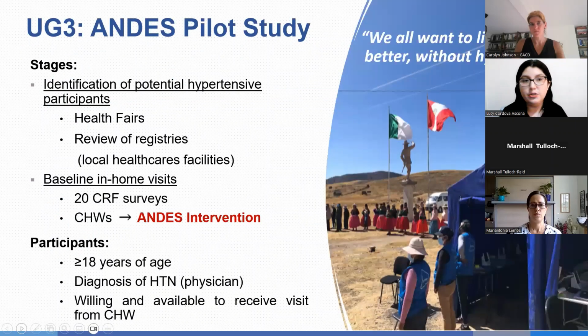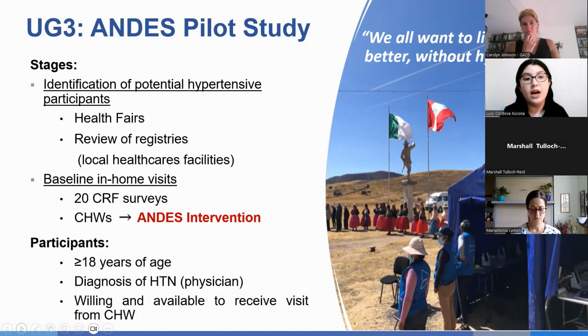So what exactly happened during the ANDES pilot study? Well, basically, we did 2 stages in this pilot. First of all, we did the identification of potential hypertensive participants using 2 important strategies. The first one was the health fairs, as you can see on the right of the window, and the second was reviewing the registry of the local healthcare facilities. But obviously, we had to obtain the authorization of these facilities, and we have to keep in mind that most of the time this information was not always updated, but those were the strategies that we wanted to implement.